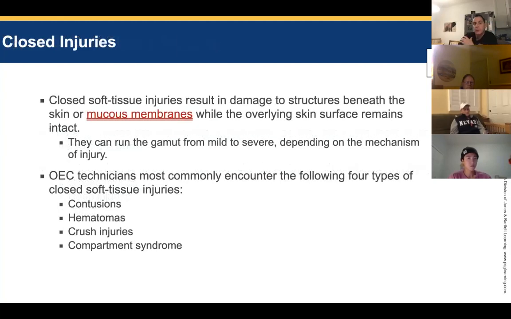Closed soft tissue injuries is all damage to structures beneath the skin, mucous membrane. They can run the gamut from mild to severe depending on the mechanism of injury. There's something that I'm sure you've talked about, mechanism of injury, trying to figure out what caused it. So what can be damaged? What are the different types of injuries that could result from what happened? If somebody's going down and hits a fixed object, they figure out what could be injured from hitting that fixed object.